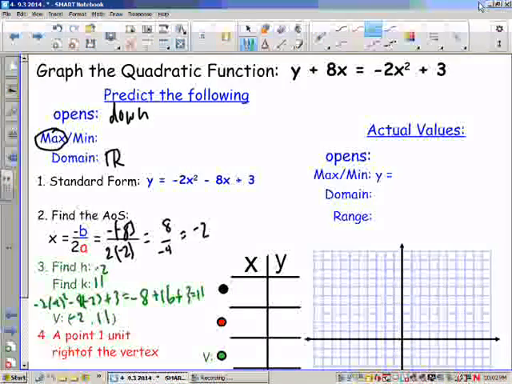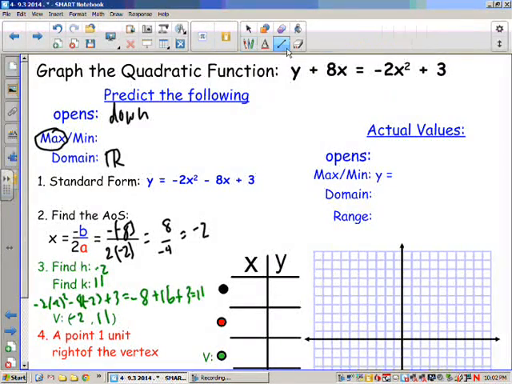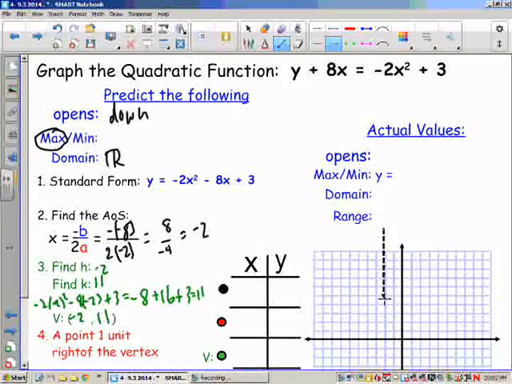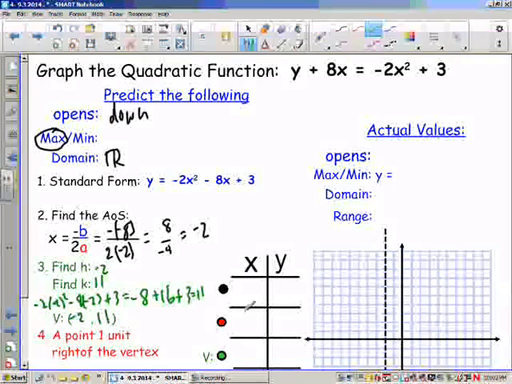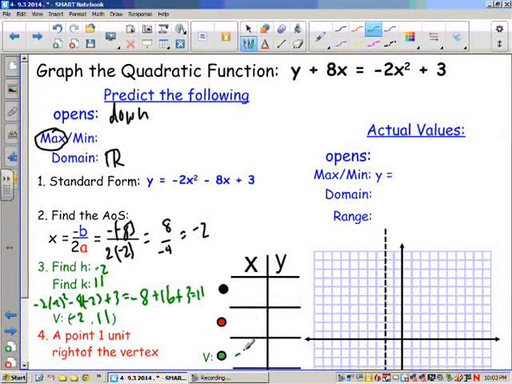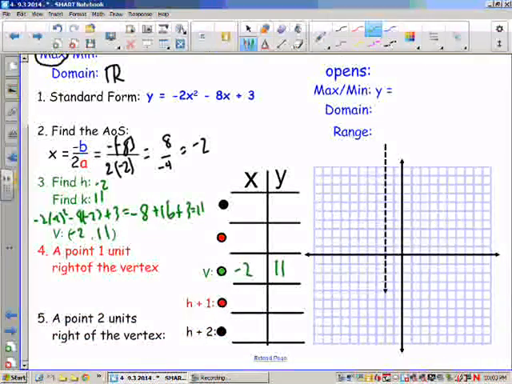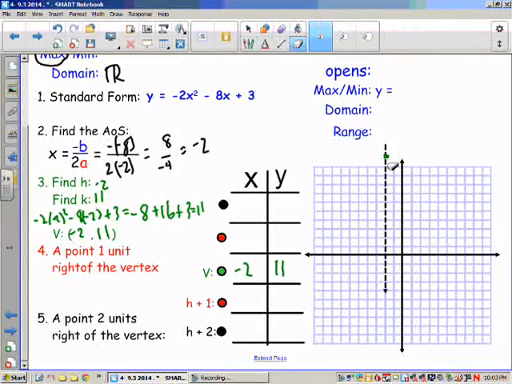Now I forgot to put my axis of symmetry. Let me go back and get that. Axis of symmetry should be at x equals negative 2. And our vertex, negative 2, 11. Okay, and 11 is probably up here somewhere.